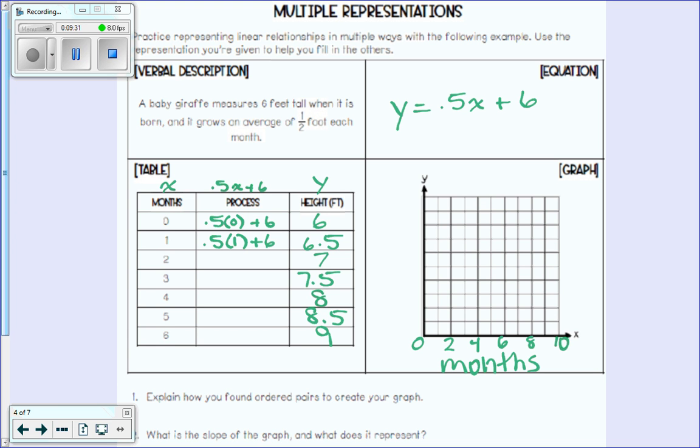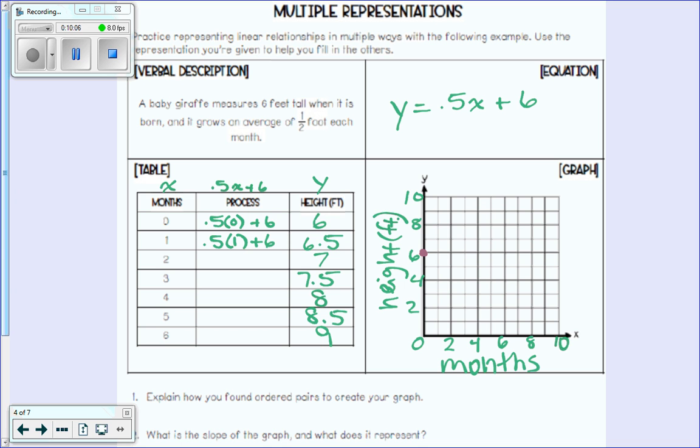And then what's going to represent our y-axis? Height. And height is measured in feet. So I'm going to put feet in first. And then we can label that, again, 2, 4, 6, 8, 10. All right, and we can label when the giraffe is born, 6 feet tall. We can plot that point.